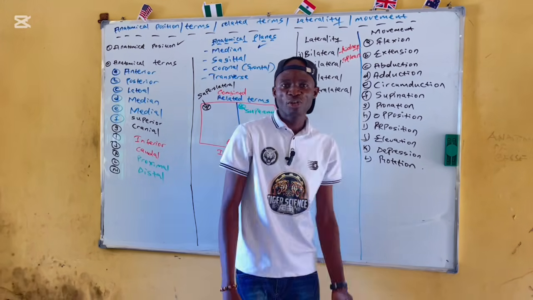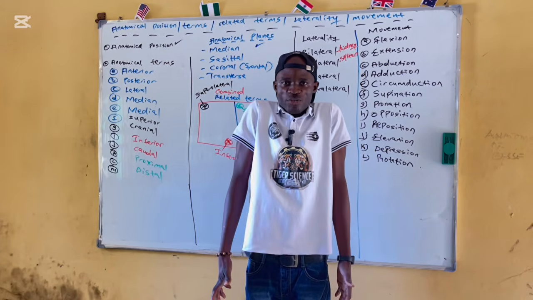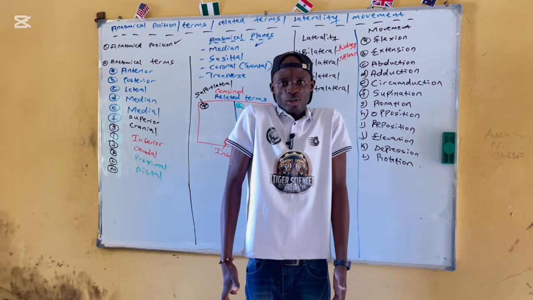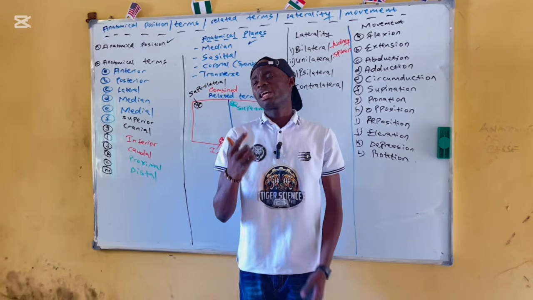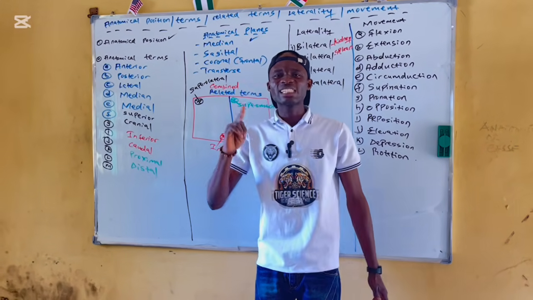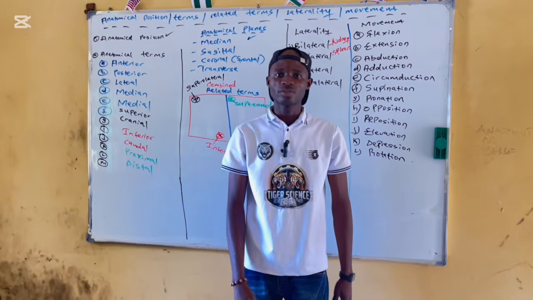We have elevation. Elevation is movement superiorly. This is elevation of your shoulder. Then depression is bringing it inferiorly. Now, rotational movement is a kind of movement by which a part is rotated on a longitudinal axis. Here is rotational movement.